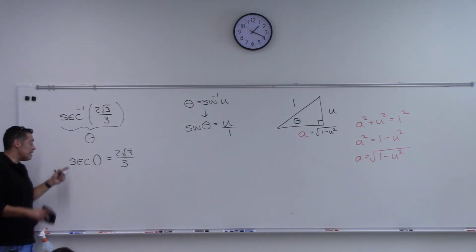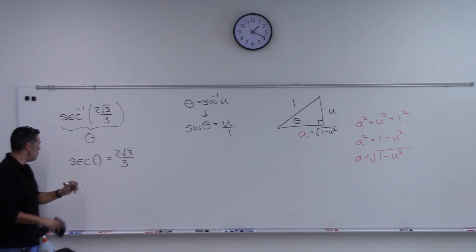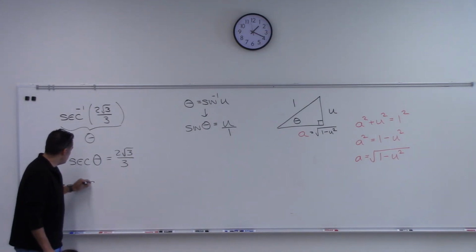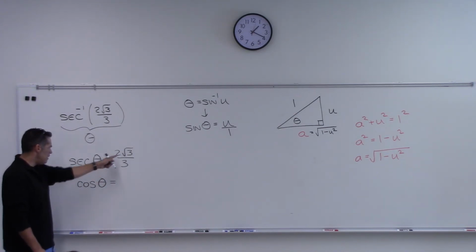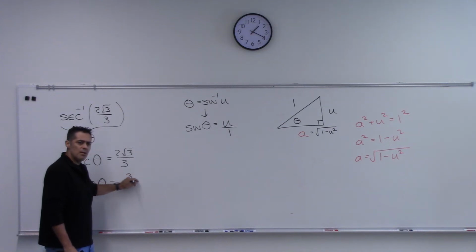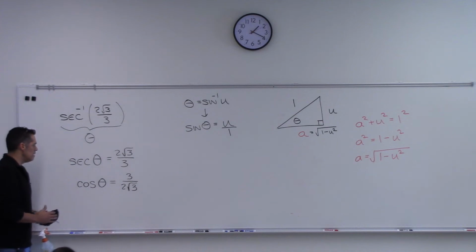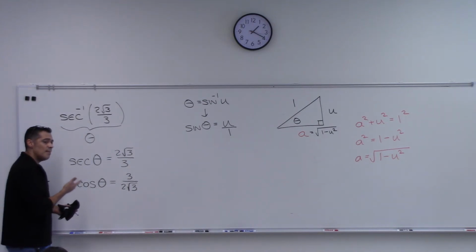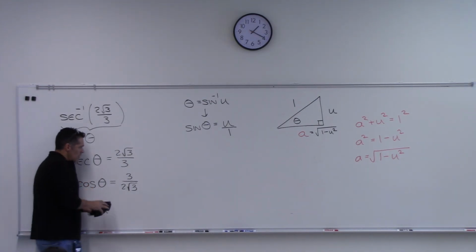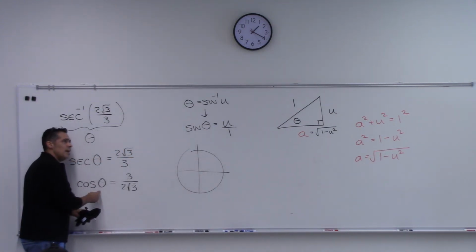I can use the fact that secant is the reciprocal of cosine. So I can say this is really cosine of some angle is what? That flipped over, so 3 over 2 root 3. Now, they want the exact answer, so they don't want me plugging away on my calculator. They want to know if I recognize this as a common angle. So do you know anywhere on our unit circle where cosine of an angle is this number?